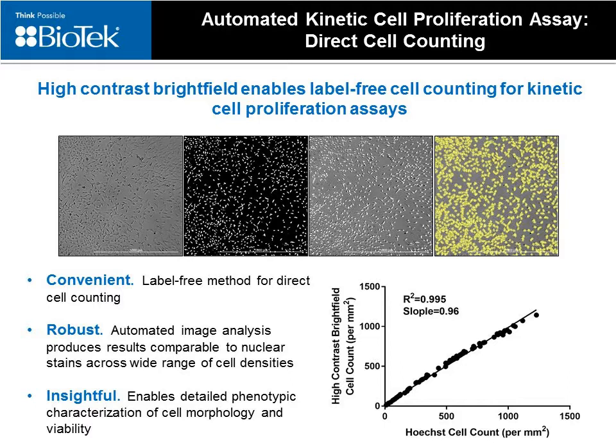And this graph shows that the ratio of cell counts generated using this high contrast bright field method with counts achieved using nuclear stains, as described on the previous slide, confirms that this label-free method produces accurate cell counts across a wide range of cell densities.